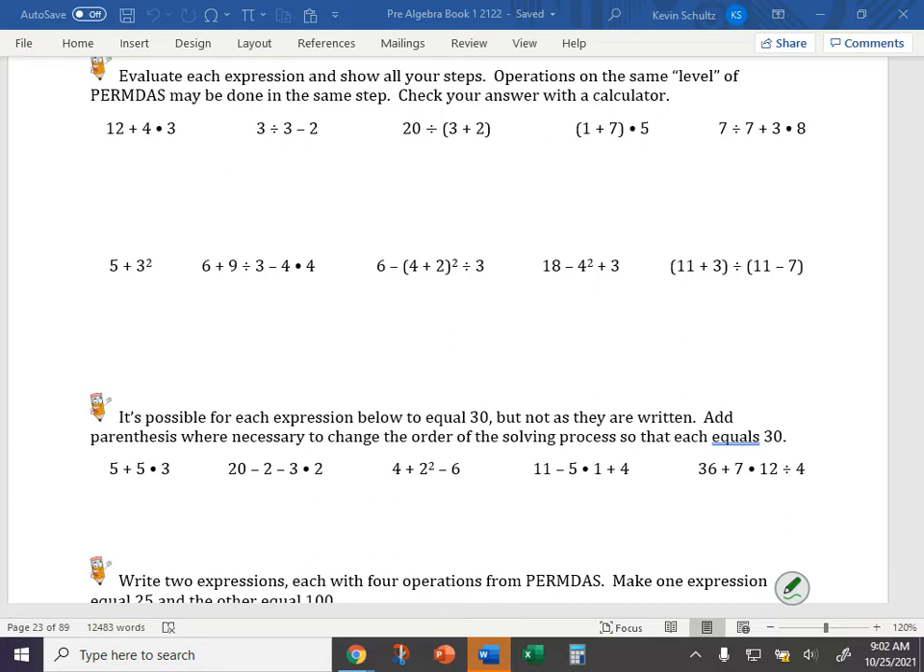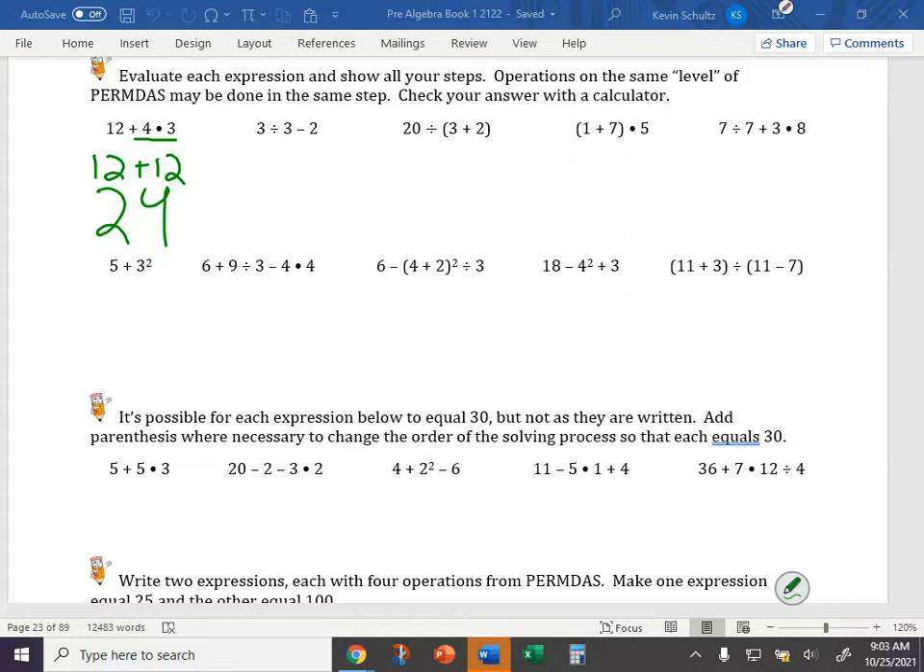Yes, so what I want you to do is underline the 4 times 3, saying this is the step that I'm doing, and then rewrite the equation with that done. Okay? So you're multiplying first there, and that gives you 12 plus 12. Now you can finish, you can still write your answer big if you want to, right? But I need to see every step that you're doing.